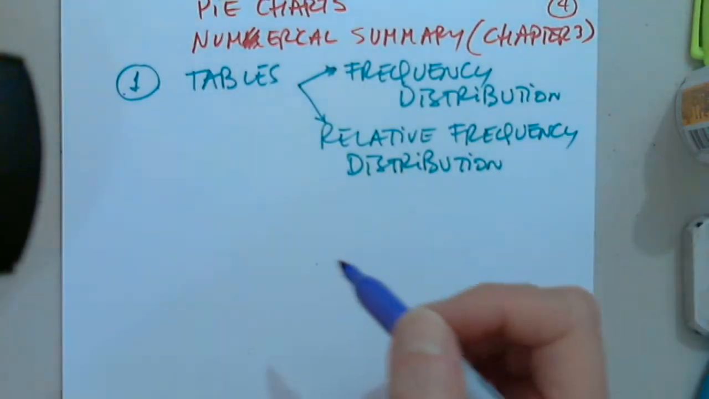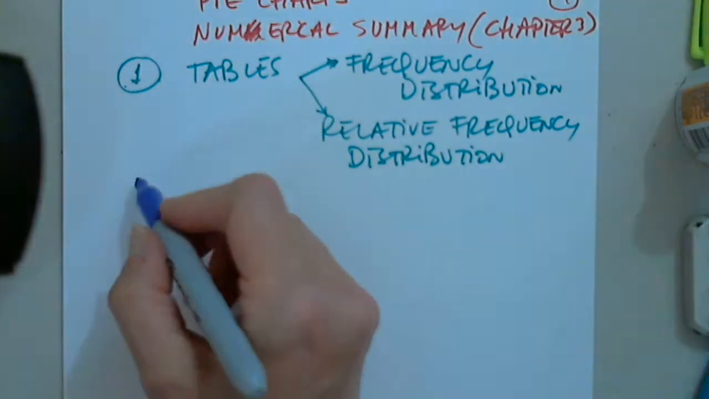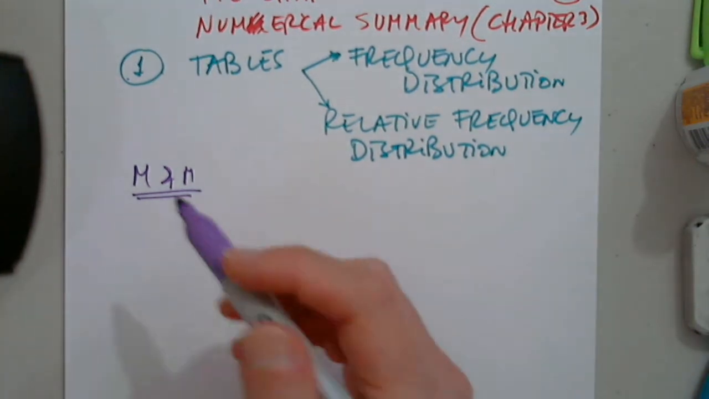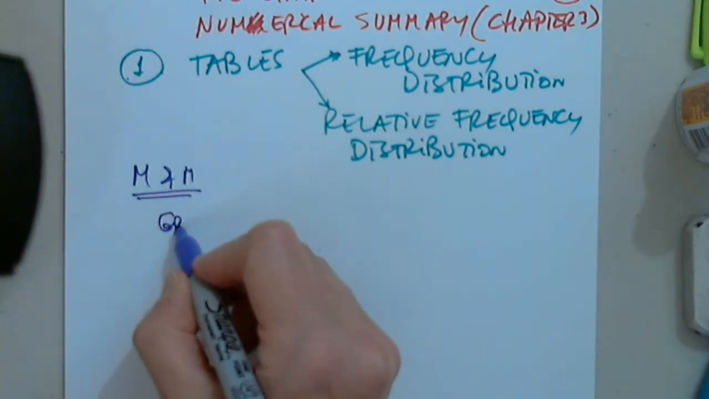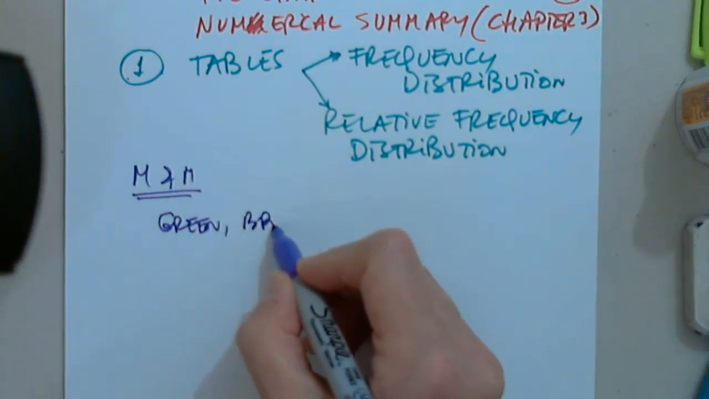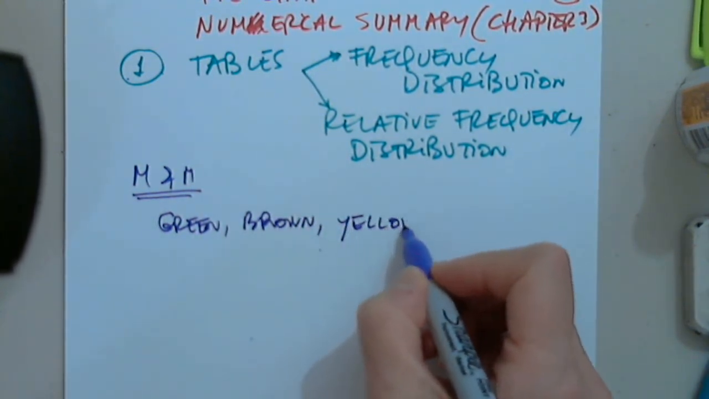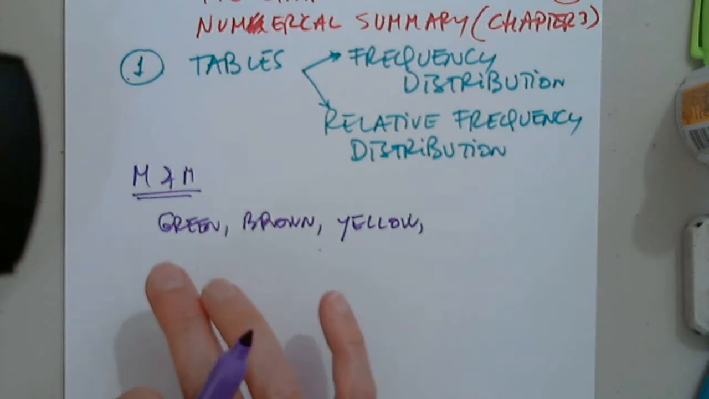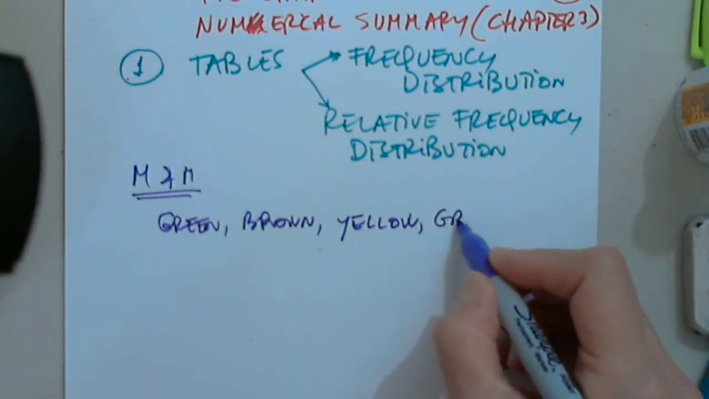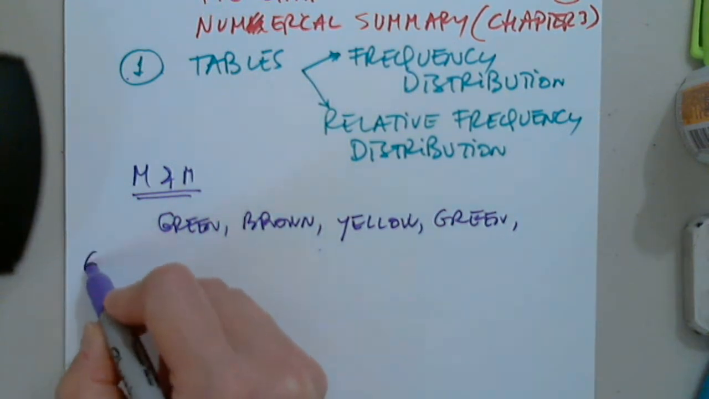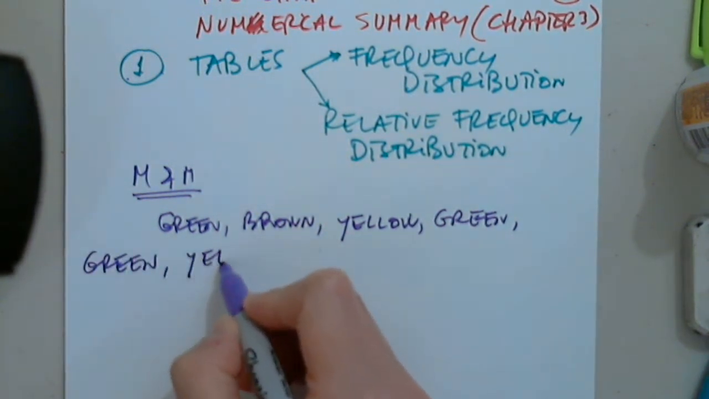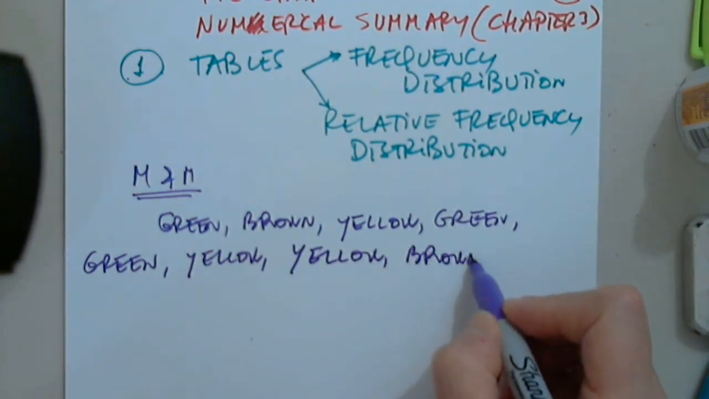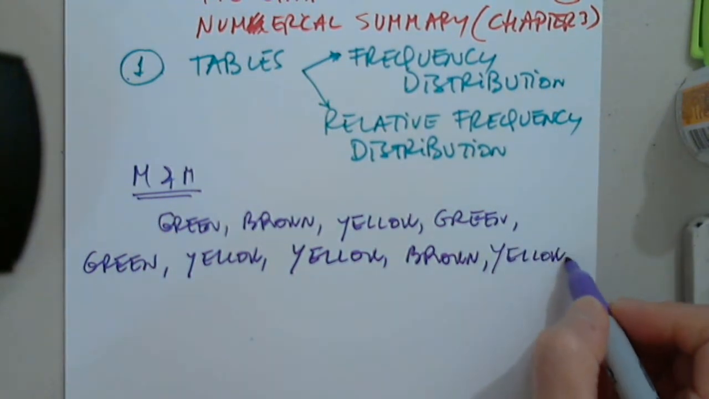So let's say I have M&Ms. No, I'm not hungry, but let's think about M&Ms, and they have all sorts of colors. Let's say just these 3 colors: green, brown, and yellow. Then I found another green, and another green, and another yellow, and another yellow, and another brown, and another yellow. That's all I have in my bag.